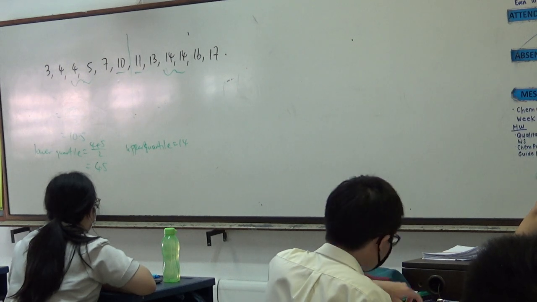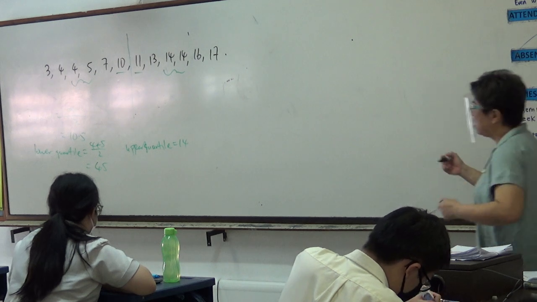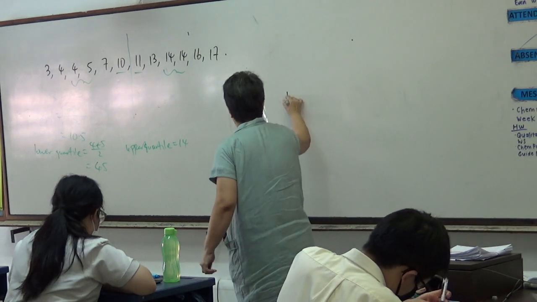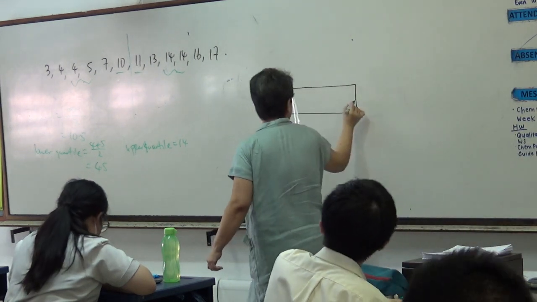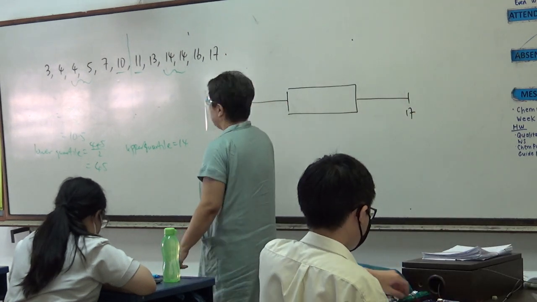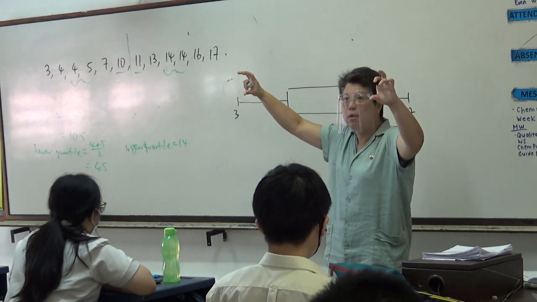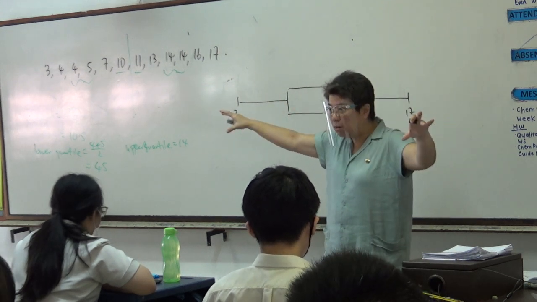So, when I do the box and whiskers plot, I will have this. The maximum is 17. The minimum is 3, right? Of course, I don't anyhow draw it. Actually, you must draw it on graph paper, also with the scale. Everything.